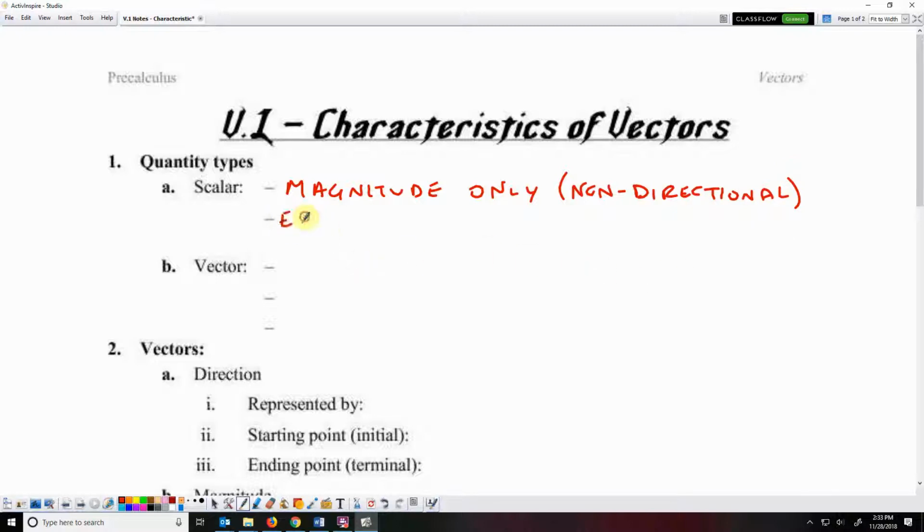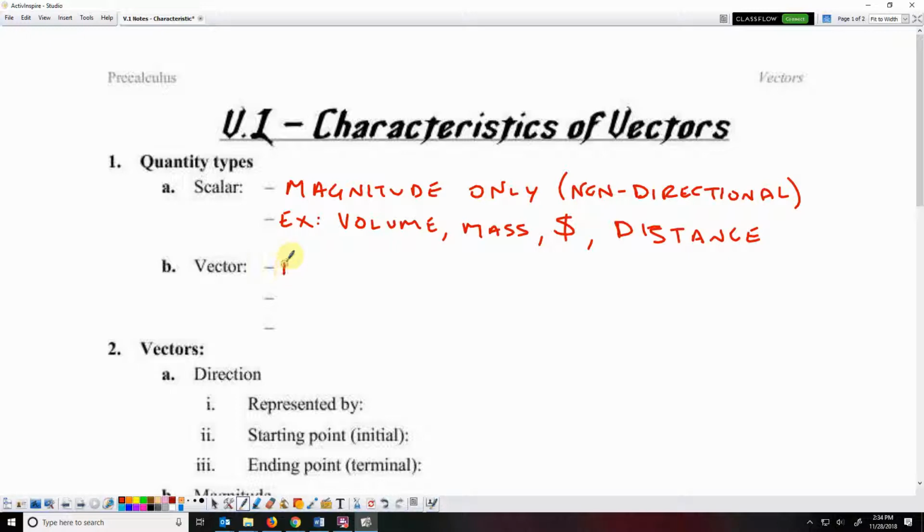Okay, so some examples. Volume is non-directional, it's only magnitude. Mass, money, distance, things like that are only a magnitude and no direction.